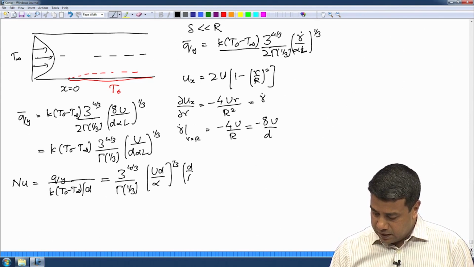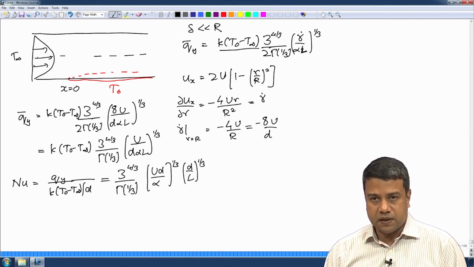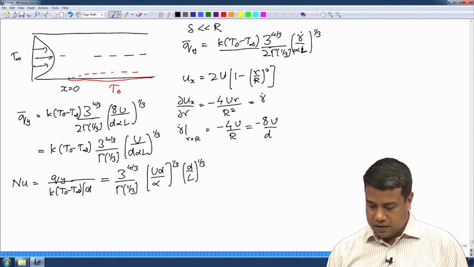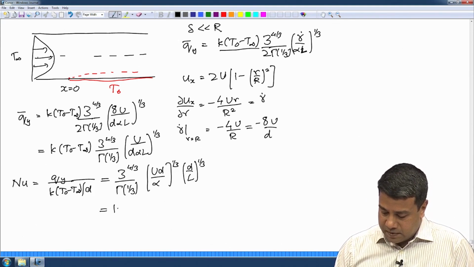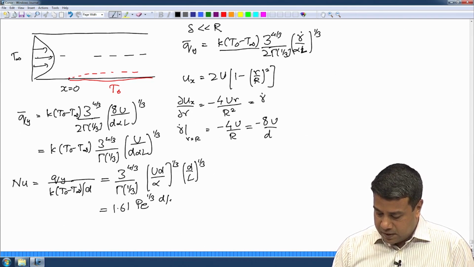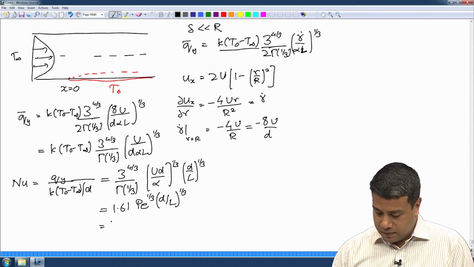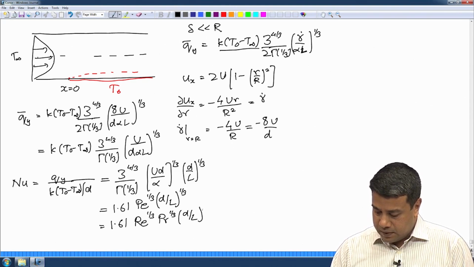Into d by L power 1/3. I multiply throughout by the diameter on top. So, I get a d square power 1/3, which gives me u d by L power 1/3 times alpha power 1/3, which is d by L power 1/3. And if you evaluate this, this is approximately 1.61. Peclet number power 1/3 d by L power 1/3. Peclet number, we know this is equal to 1.61 Re power 1/3, Prandtl number power 1/3 d by L power 1/3.